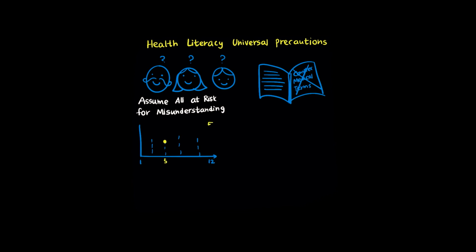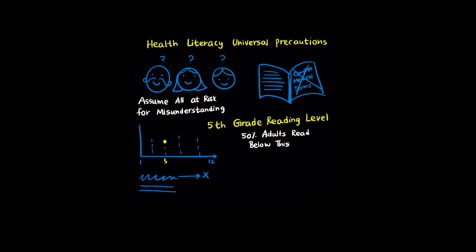Why 5th grade? Because nearly half of American adults read below this level, and even highly educated people prefer simple language when they're sick or stressed. This isn't dumbing down, it's smarting up our communication. Instead of "utilize medications as prescribed for optimal therapeutic outcomes," we write "take your medicine exactly as directed." Instead of "monitor for adverse reactions," we say "watch for side effects."